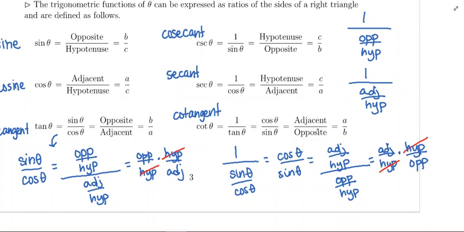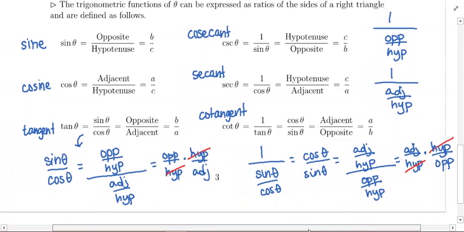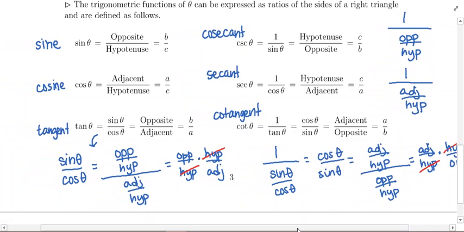These 6 trig functions, I cannot stress to you how important it is. You want to commit this to memory. Absolutely imperative, especially if you're going on to pre-cal or calculus, and actually to get through the rest of this course, you have to know this. So make sure you look at it. We're going to get tons of practice with it, but commit these ratios to memory.